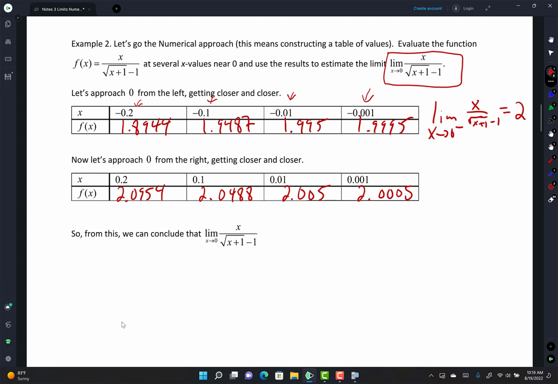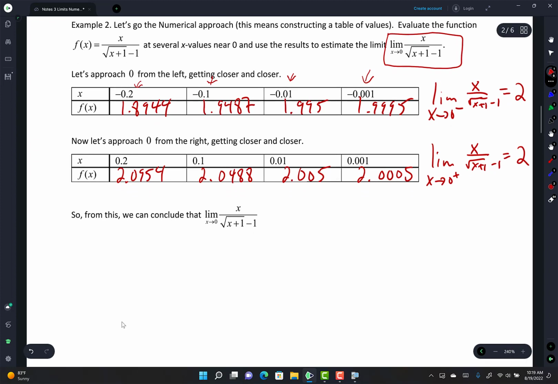I'm approaching what? 2. So limit as x approaches 0 from the right of that function is also equal to 2. How do we feel? Do I approach the same value from the left and right? So what can I say about this limit? It equals 2. Was that cool or what?